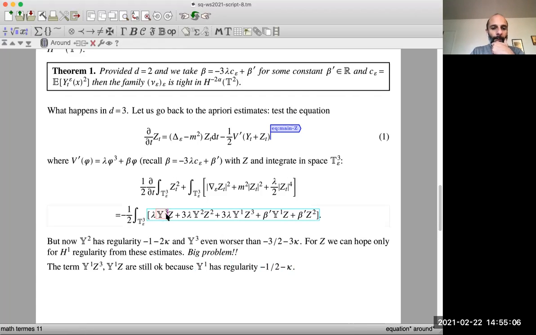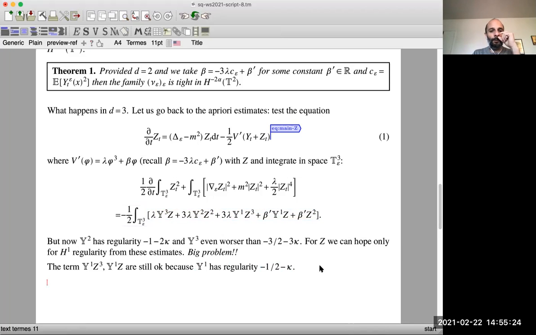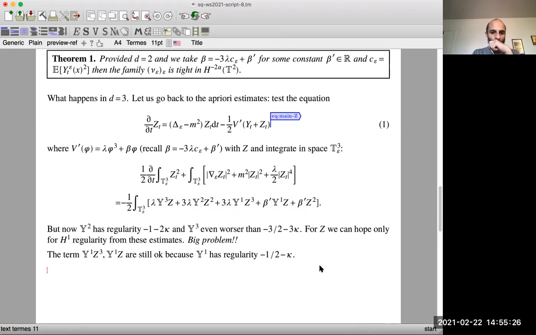This is worse than minus 3 over 2. This is like minus 1, and this is minus 1/2. And here you have H1, so these terms are fine, but these two terms are not fine. So you cannot take limits in this and get something which does not depend on epsilon. So we have to do something, and this somehow means that there are some problems.